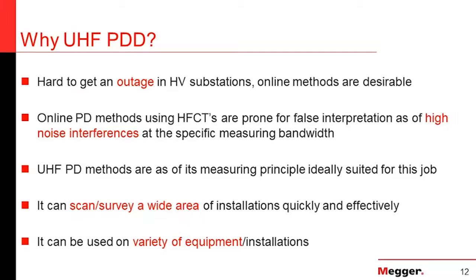Compared to VHF methods, the UHF method is not prone to noise, because most of the noise happens in the lower frequency range or close to VHF. So any VHF method is very, very sensitive to noise. But one of the biggest advantages of the UHF method is that it is not so sensitive or prone to noise, because no noise happens in the UHF frequency range.